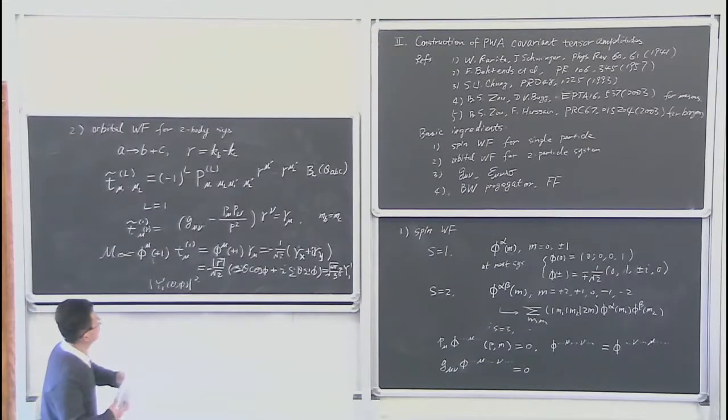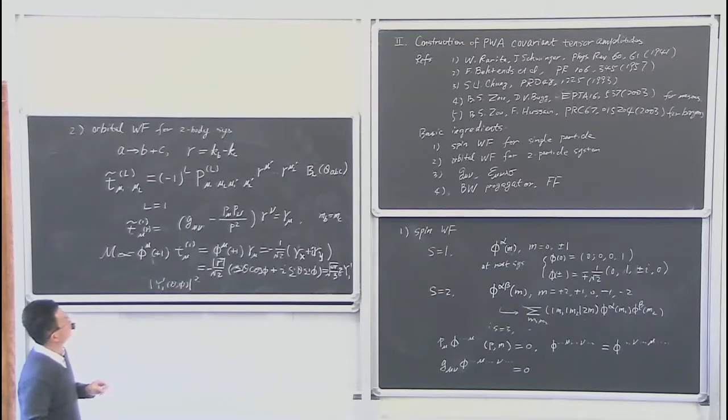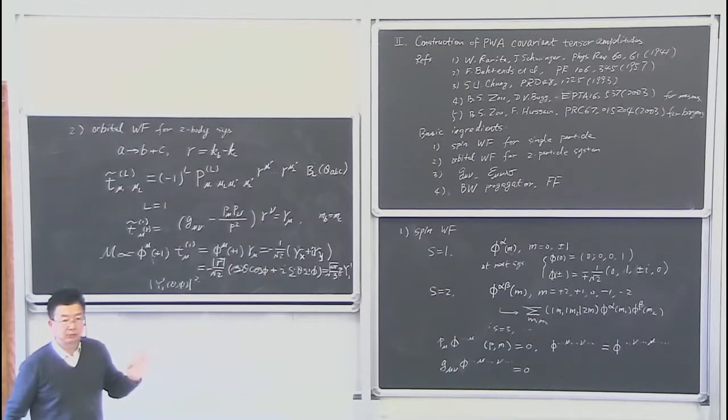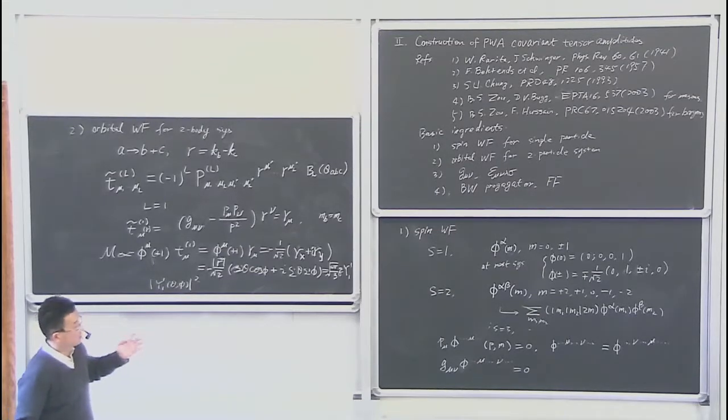Okay, so now you know how to construct the spin wave function for a single particle, and for two particles, it's just the sum of the two spins. The spin part is straightforward: you just have the spin for each particle.